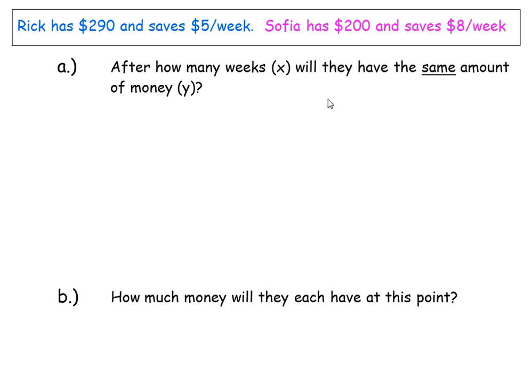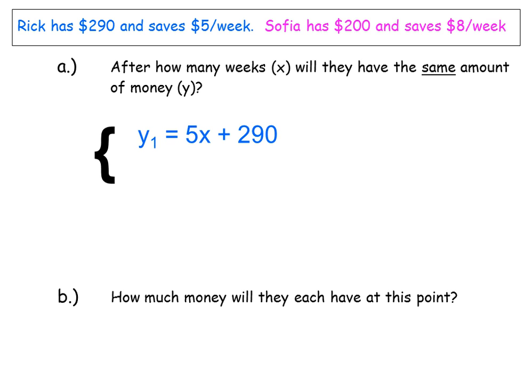Another example here where we have Rick, who has $290 and he's saving $5 a week, and Sophia has $200 and she's saving $8 a week. And we can ask this question: after how many weeks will they have the same amount of money? We're going to use X to represent how many weeks have gone by and Y to represent how much money they have. So we can write two equations here.